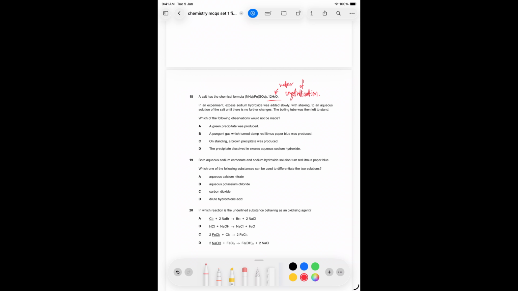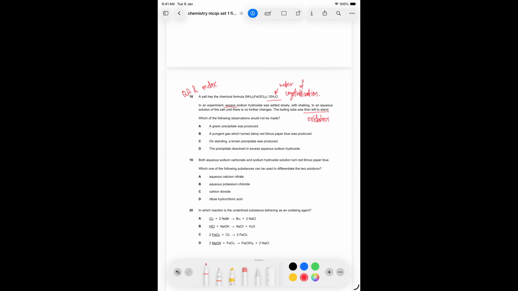In the experiment, take note it is excess sodium hydroxide that is added slowly with shaking, and then left to stand until no further change, okay? So whenever you see it's left to stand, most likely it's undergoing oxidation. So whichever the solid or the solution will be oxidized, okay? So take note of this. So this one most likely is under QA and redox.